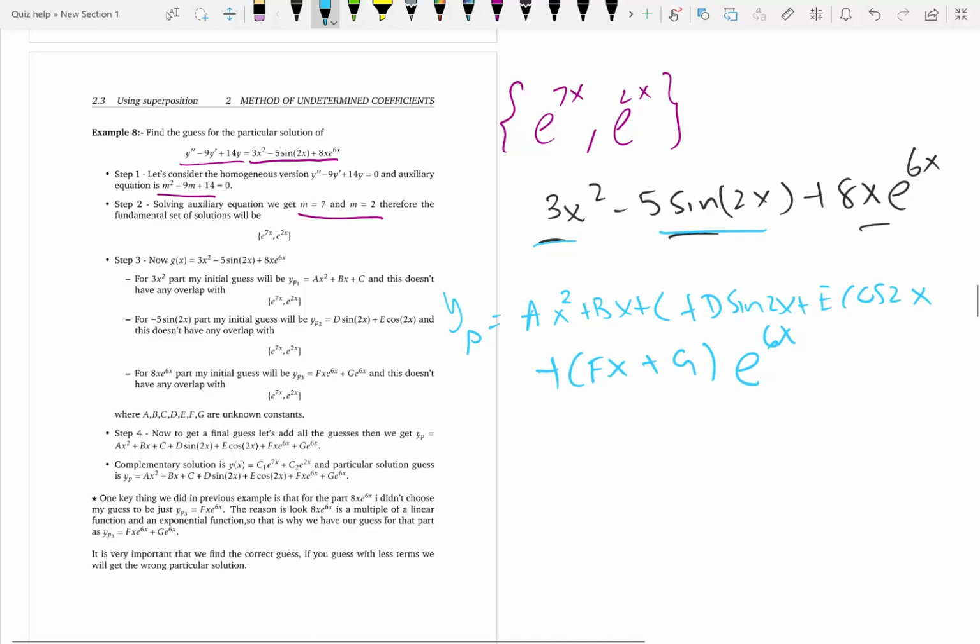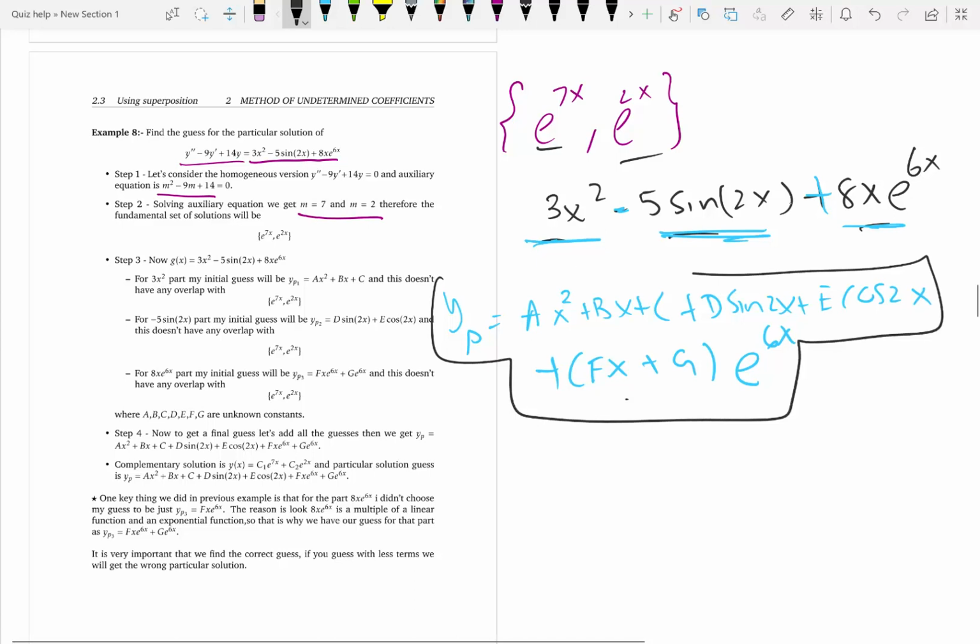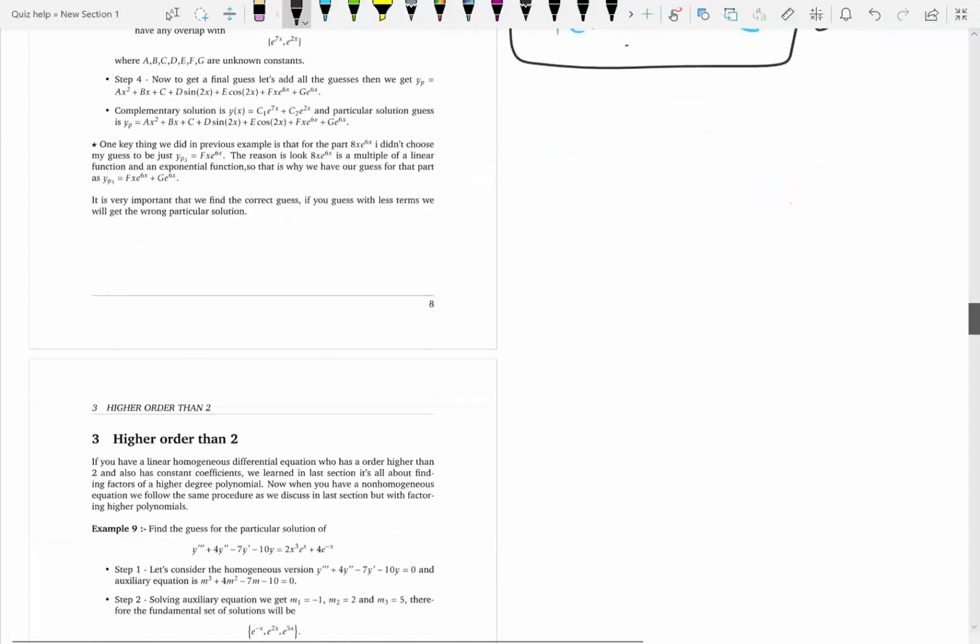That is what we call superposition. We write the particular solution guesses for these three functions separately, and then we add them together, because they are separated by addition and subtraction. Now we have to check for overlap. So e to the 7x, do we have e to the 7x? No. e to the 2x, do we have e to the 2x? No. So this is my initial guess and the initial guess is correct because there is no overlap. That's it. Done.